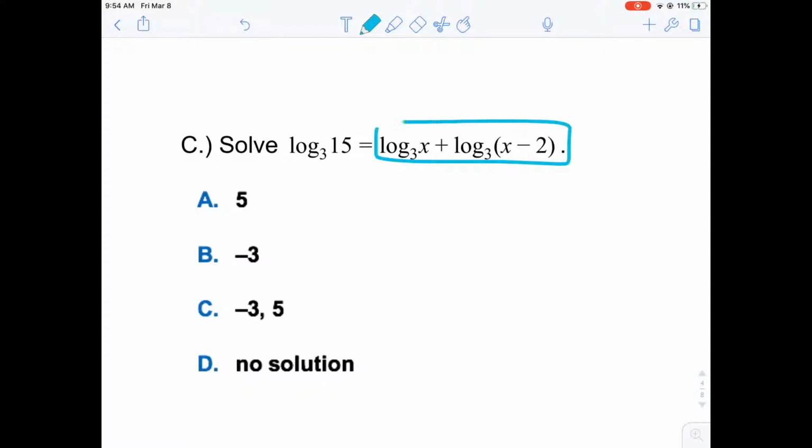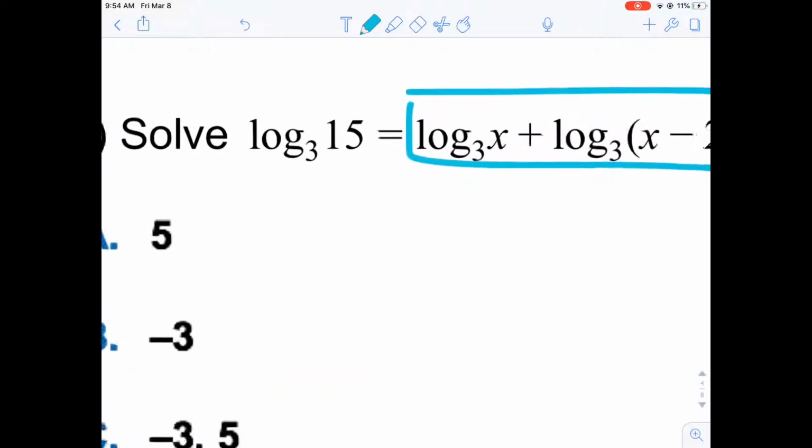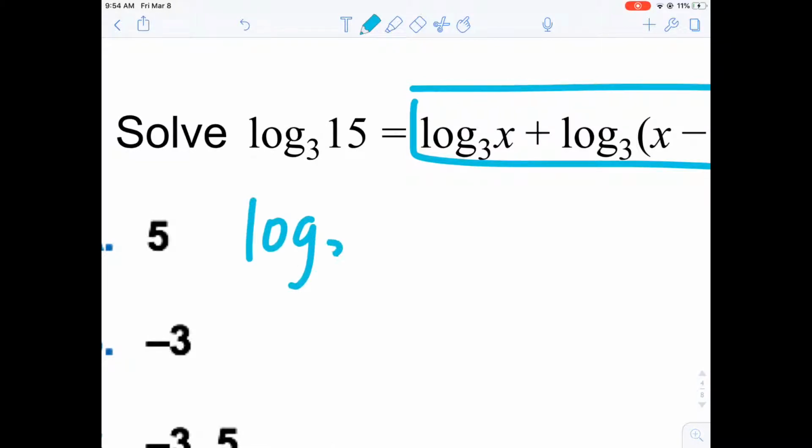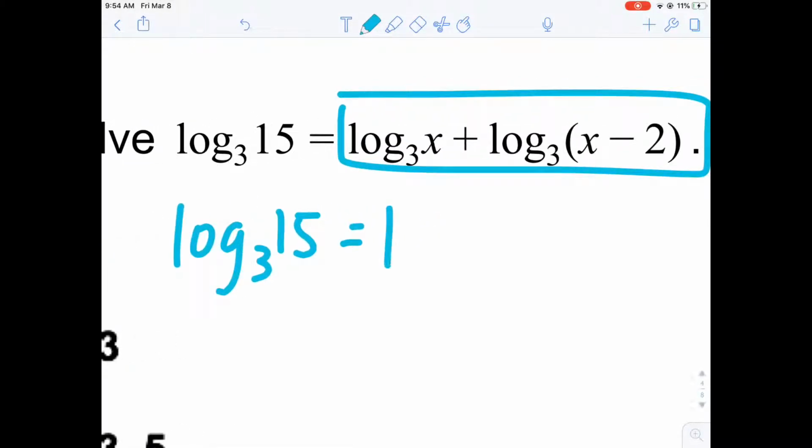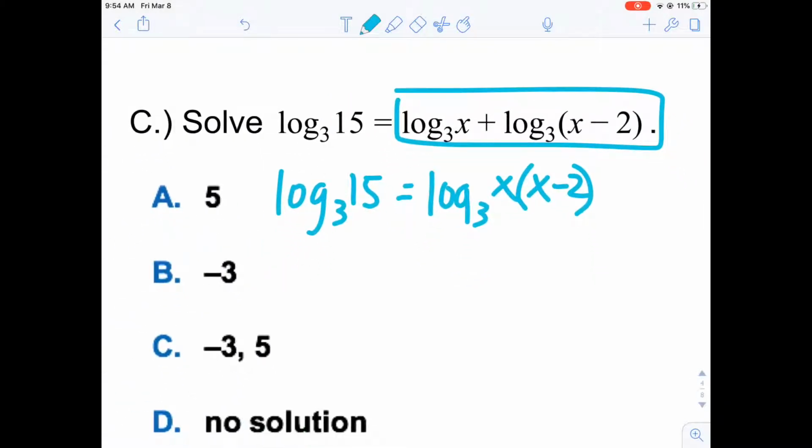We need to combine these. They're being added together in the same base, so the product property tells me I can go ahead and multiply these, so that really gives me x times x minus 2. The one-to-one property tells me that since they are the same base, I know 15 is going to have to equal x times x minus 2, which I'm going to go ahead and just distribute, gives me x squared minus 2x. And again, we've got this quadratic going for us.